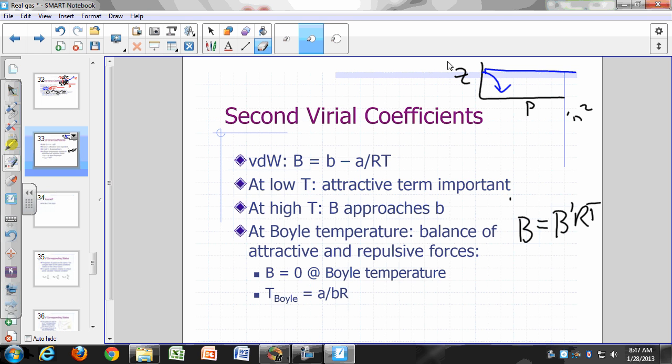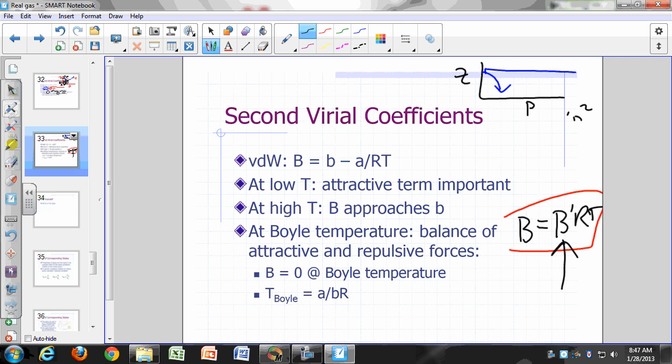And you can see why that's the case right here, right? So your second virial coefficient, B, is just directly proportional to B prime. The higher the B prime, the higher the B, right? So if B prime is negative, B is also negative.